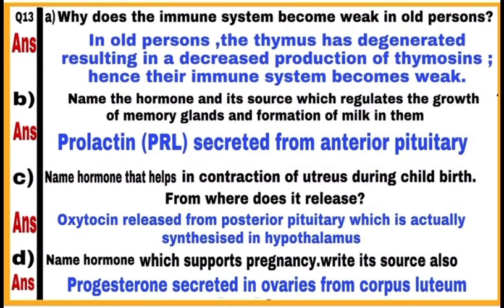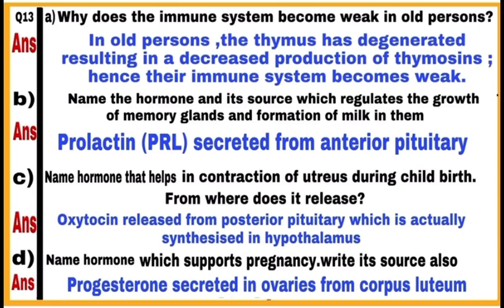Question number 13, part A. Why does the immune system become weak in old persons? Old persons में thymus gland degenerate होने लगता है. As a result, there is decrease in production of thymosins. Hence, their immune system becomes weak.